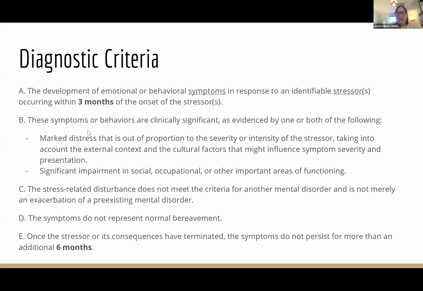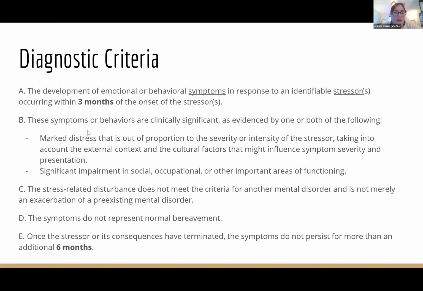So moving on, the diagnostic criteria from the DSM-5 TR. I'm going to read through this. It is a mouthful. So first thing, the development of emotional or behavioral symptoms in response to an identifiable stressor or stressors occurring within 3 months of the onset of the stressor. So right off the bat, here we have a time frame, which is very helpful. Two key words here to remember are stressor, the thing that happens to cause the symptoms or the response, and symptoms. So we've got stressors and symptoms.